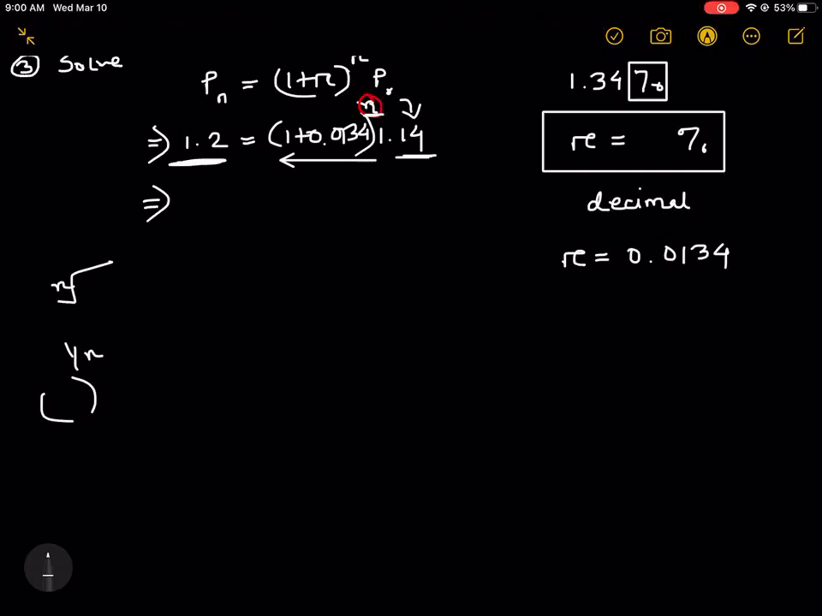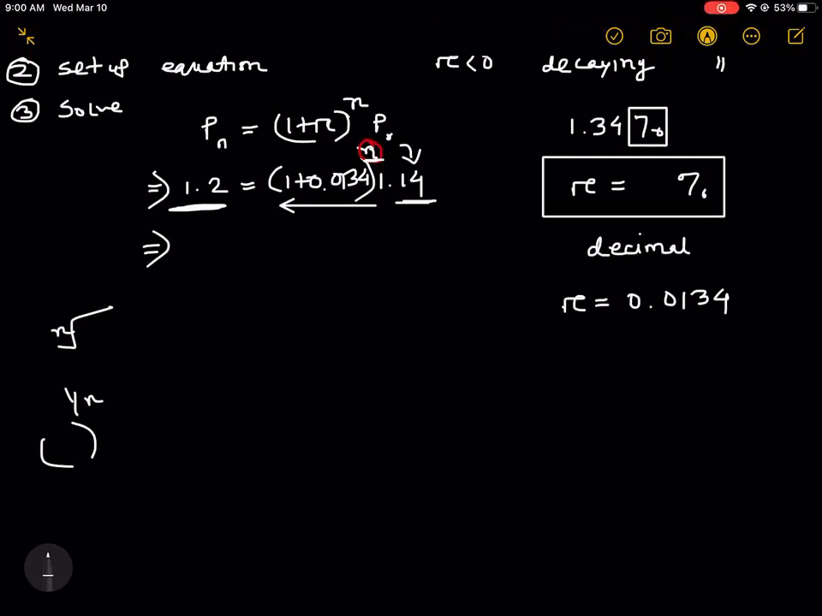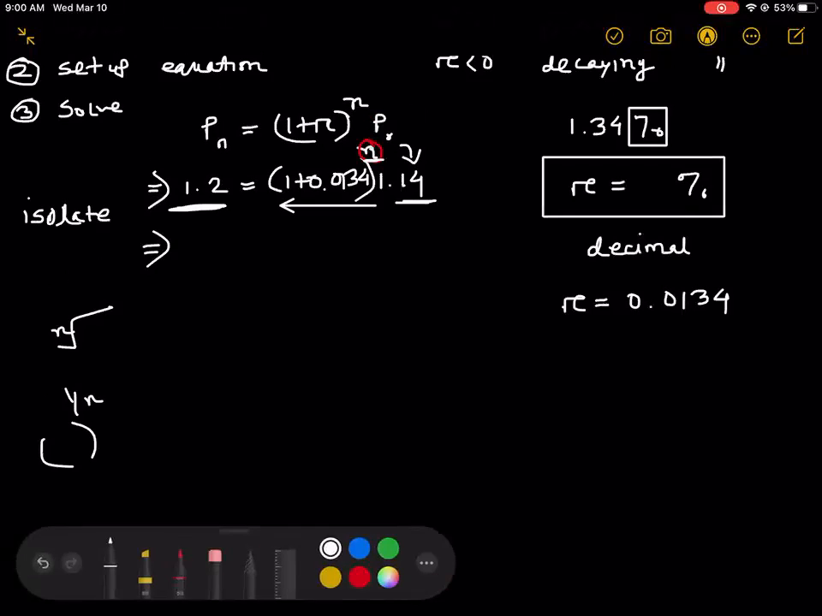Divide by 1.14. Exactly, divide by 1.14, because I actually mentioned a word which is really crucial here: to isolate the term with n. That means somehow or other we want to isolate this guy.